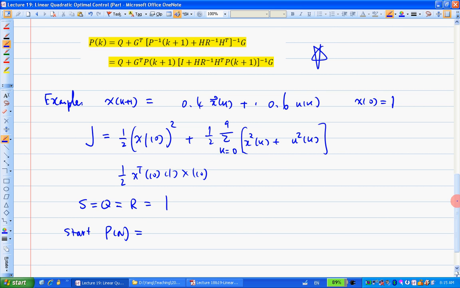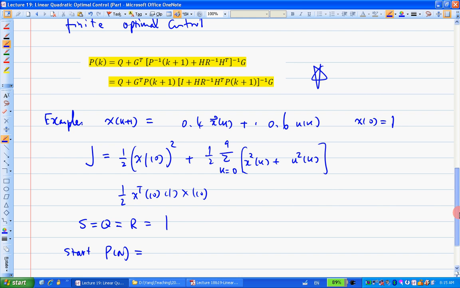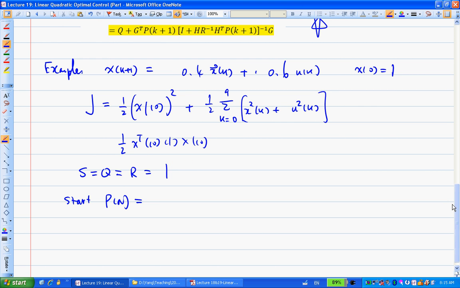Now P of N, if you remember in the previous lecture, when we derived this discrete Riccati equation and those optimal control algorithms, we had an assumption that P of N, in this case P of 10, will be the matrix S here, which in this case is basically matrix Q. So your P of N is going to be 1.